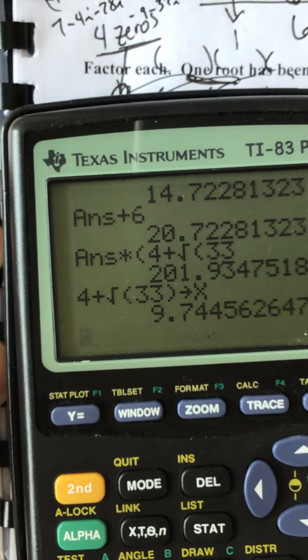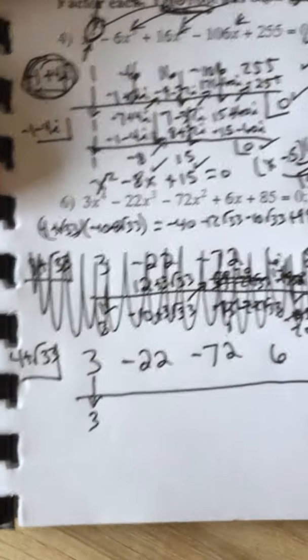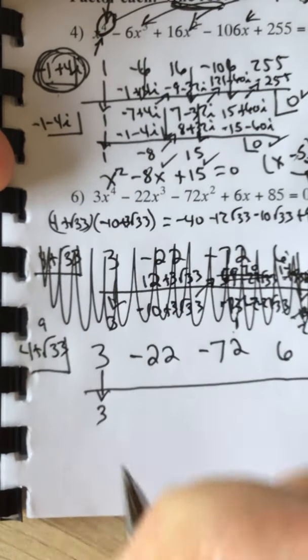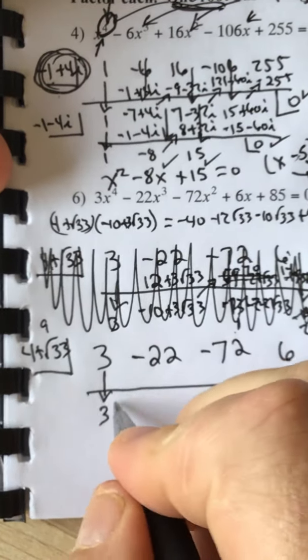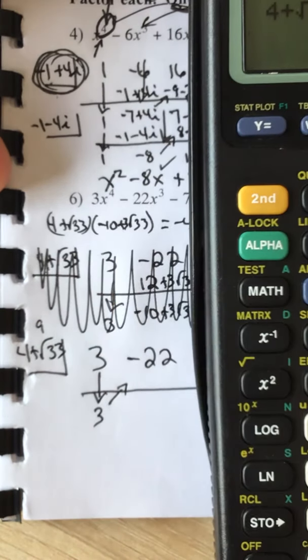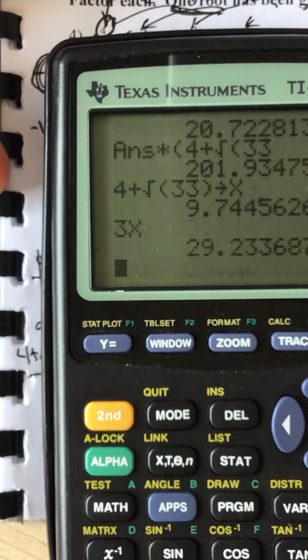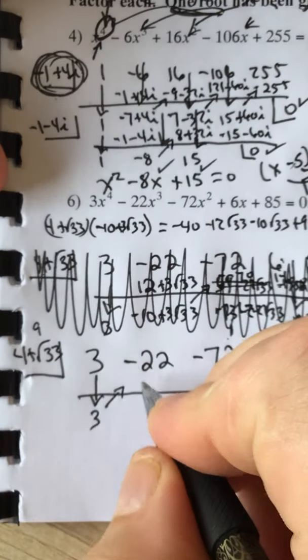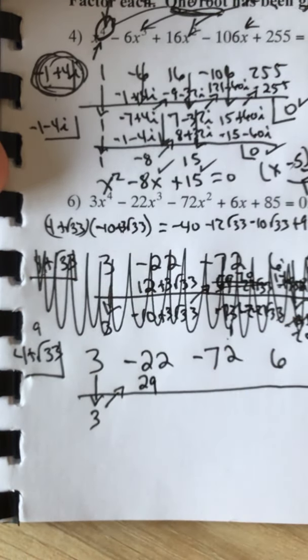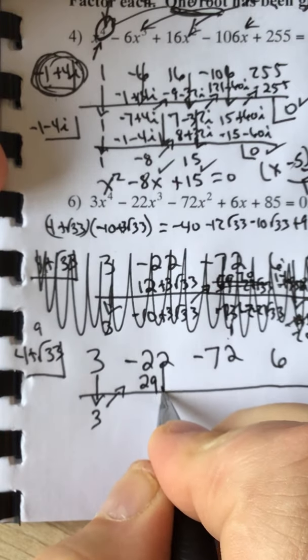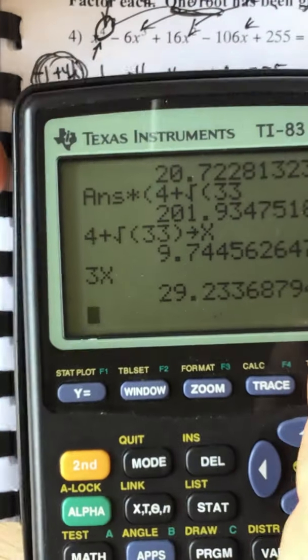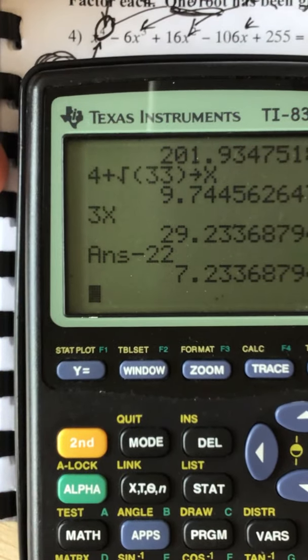So there it is. It's about 9. Okay, so I need this. This is approximately 9. So basically I need 9 times 3 to put up here. Okay, so I'm going to take 3 times X on my calculator. That's about 29. Then I need to add down, so I need to add negative 22. So from that 29, I'm going to subtract 22.